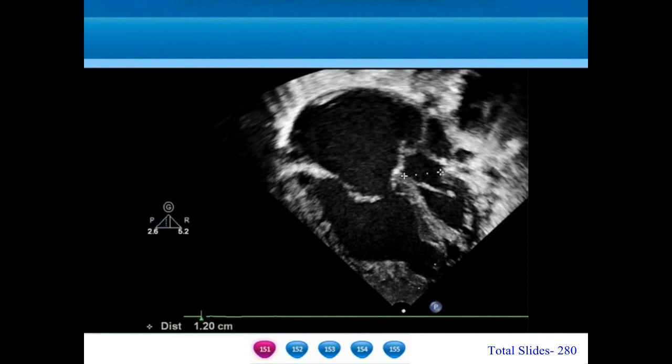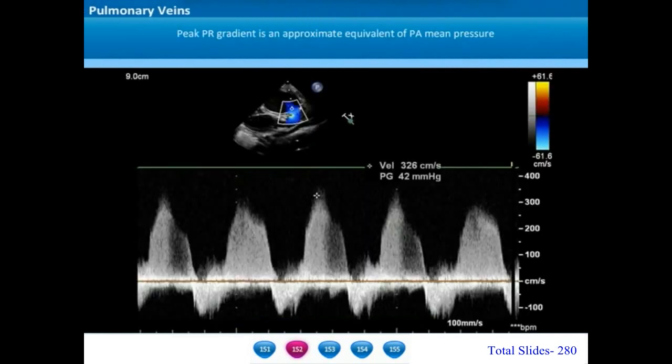Apical four-chamber view shows how small the left atrium is in comparison to the right atrium. The left atrium from the intraatrial septal level to the left atrial free wall is measuring only about 12 millimeters. We already stressed the utility of the pulmonary regurgitation jet as an indicator of the pulmonary arterial mean pressure. In this patient, the pulmonary regurgitation is shown by spectral Doppler, and the peak of pulmonary regurgitation is close to 42 millimeters of mercury, which gives a rough idea about the pulmonary arterial mean pressure.